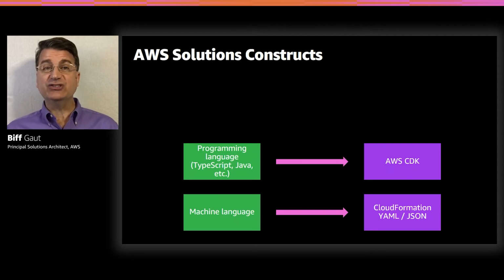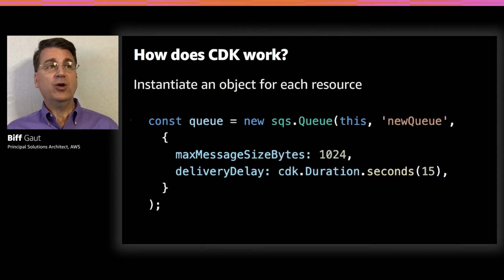Let's look at some actual CDK code. When this code is deployed, it will generate CloudFormation YAML that creates a new SQS queue. The first argument to any CDK constructor is the stack where this resource should be deployed. The second is a text name for the resource in CloudFormation.